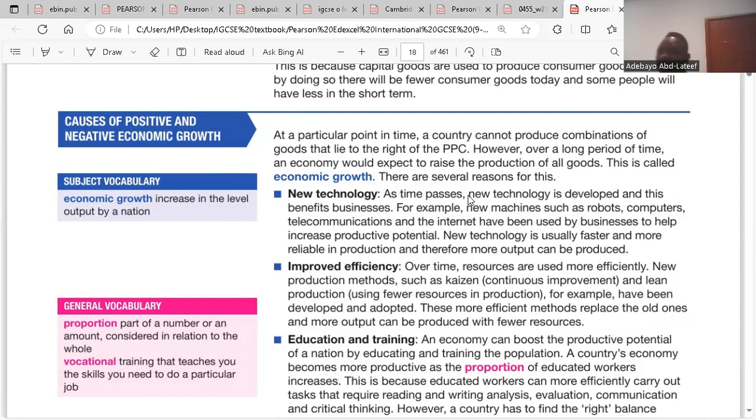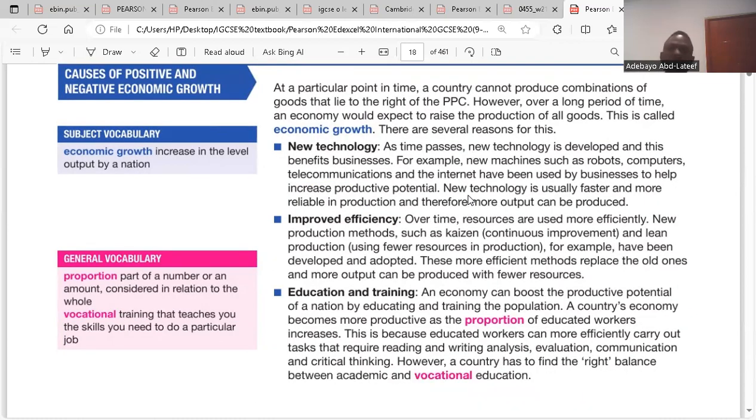With technology, things become faster, yes or no? Yes. So because things can be done faster, technology will help to increase output at a faster rate. And it will also increase reliability. Technology is reliable. You can trust that it will produce at a faster rate. And when it is done at a faster rate, output will increase, GDP will increase. That's the first point.